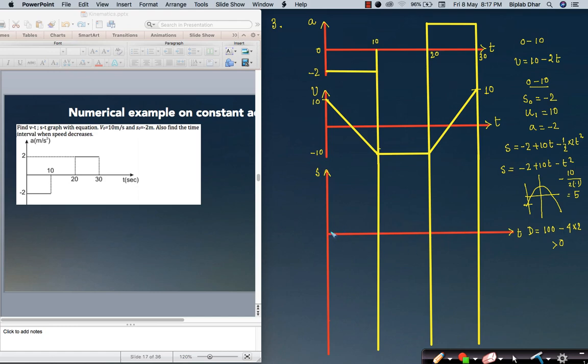As I start from here, you can also see one thing: where the velocity is zero, the position-time graph will definitely have a maxima or minima at that point. The symmetric line will definitely lie where the velocity is zero. So as the velocity is zero here, and the graph will start from minus 2, my graph should look like this.